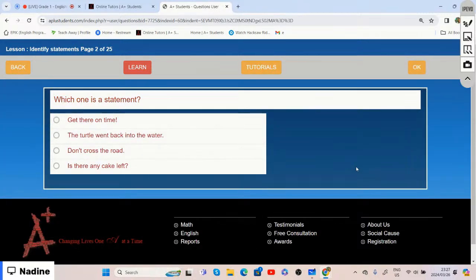We now need to say which one is a statement within these four sentences. Is it option one? Get there on time. Is it option two? The turtle went back into the water. Is it option three, which is don't cross the road? Or is it option four, which says, is there any cake left? We need to say which one is a statement. And remember, we said a statement ends with a period.